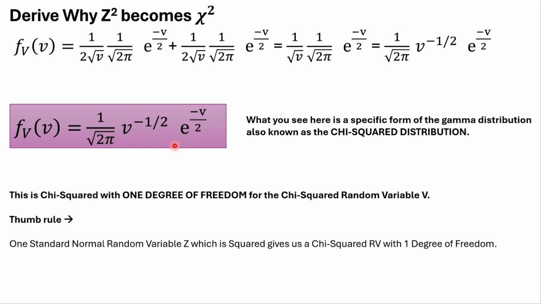Since we know that this is a specific form of the chi-square distribution, which we have just calculated by hand, we can conclusively prove that v, which is z square, becomes a chi-square random variable. This particular chi-square random variable, which comes out of squaring a standard normal variable, has 1 degree of freedom. That's something you would learn in more advanced courses of probability, but just keep in mind that z square becomes a chi-square random variable with 1 degree of freedom.